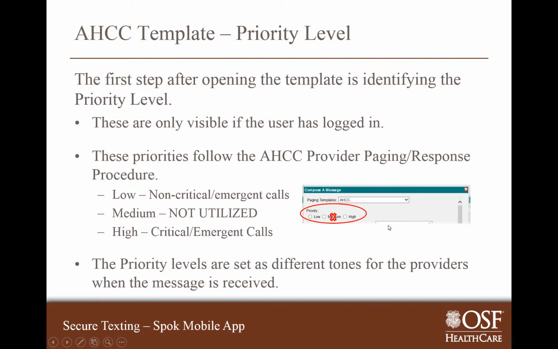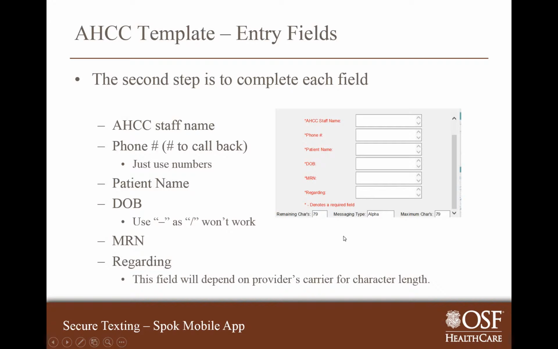The priority levels are set as different tones for what the provider will hear when they receive a message, and that's why it's so important to make sure you're following those guidelines. The template's also going to have new fields. The After Hour Call Center staff name is pretty self-explanatory, and the phone number. This is the number to call that employee back at. This is not the patient phone number. This is where you want the provider to call.